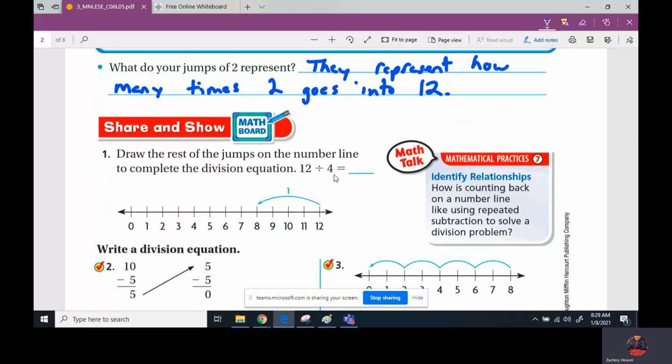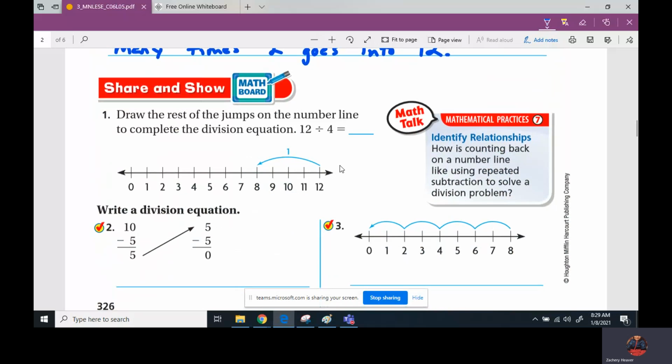Draw the rest of the jumps on the number line to complete. So now we're starting at 12 and we have to jump by 4 until we get to 0, okay? And how many jumps is going to be the answer? So 12 to 8, 8 to 4, and 4 to 0. So we have 1 jump, 2 jumps, and 3 jumps. So 12 divided by 4 is going to be 3.